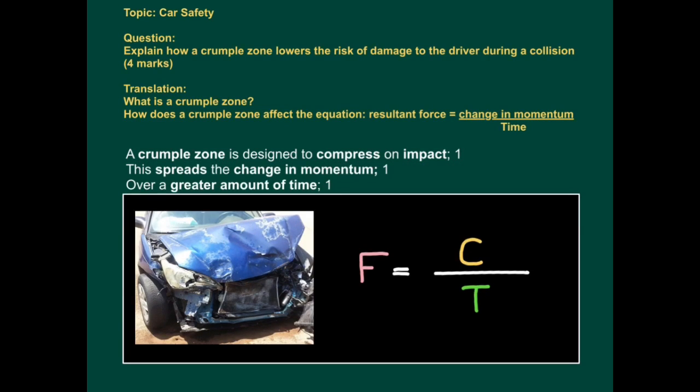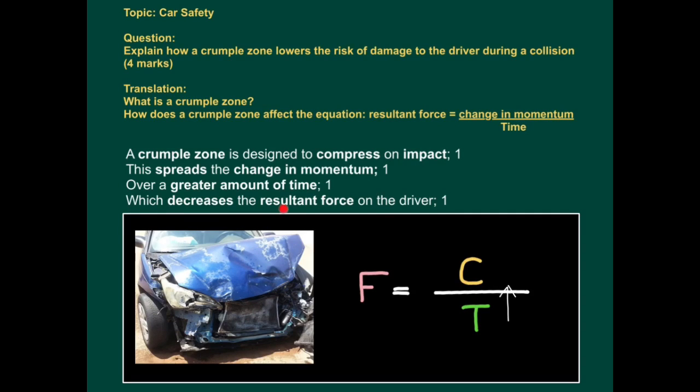So what this does is it spreads the change in momentum, so going from, let's say, 60 kilogram meters per second to 0, because when you crash, your momentum becomes 0 because you have no velocity. But it spreads it over a greater amount of time because you don't stop immediately, you start to decelerate very quickly as the crumple zone squashes in. So effectively, a crumple zone increases the amount of time over which slowing down occurs.